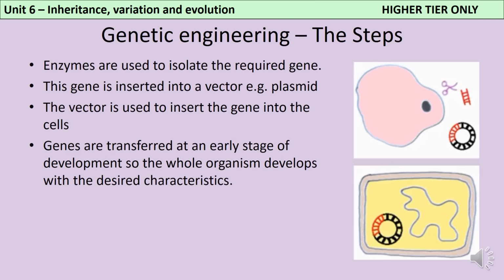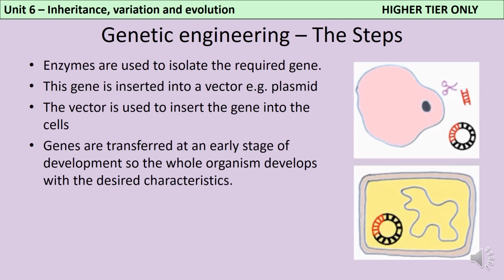If you're taking the higher tier of GCSE Combined Science or GCSE Biology, then you need to be able to describe the process. Firstly, restriction enzymes are used to isolate the required gene from the organism where it's originally found. So in this instance, restriction enzymes are used to cut out the human insulin gene from the human genome. The gene is then inserted into a vector, such as a bacterial plasmid, and this can then be inserted directly into the cells. The genes are transferred at an early stage of development so that the whole organism develops with the desired characteristics.